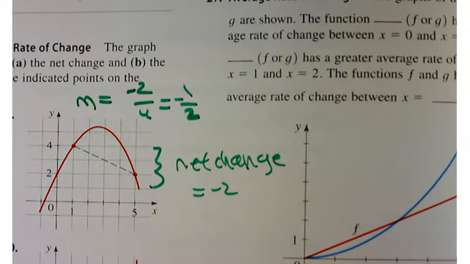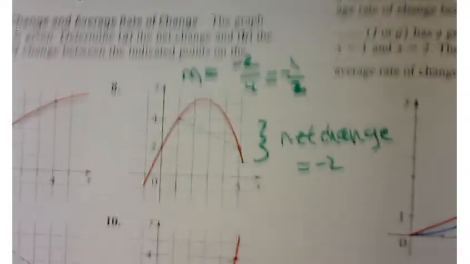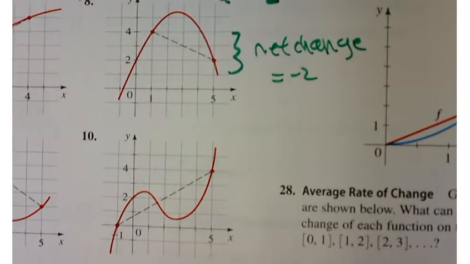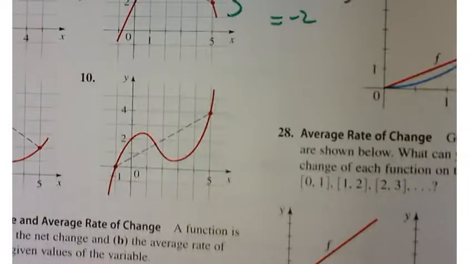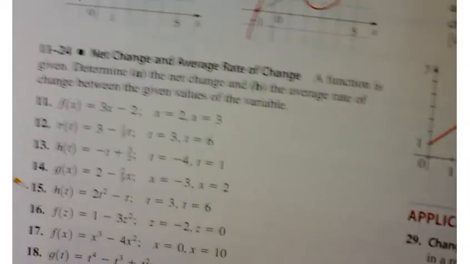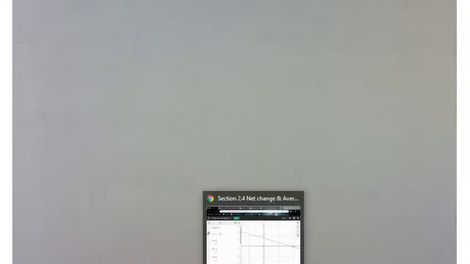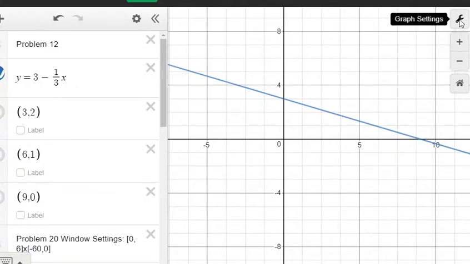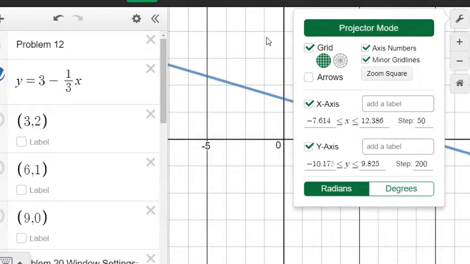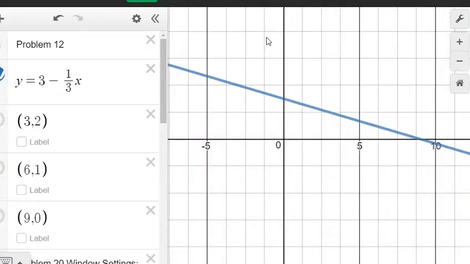Let's apply this to a couple of problems in the book. And again, if you've taken time to pull up your email and look at Desmos, we're going to look at problem number 12. Now I've programmed problem number 12 in for us on Desmos, so let's take advantage of that. Here's our function. You can always click projector mode to make that a little bit more solid of a grid. And they're going to ask us for the average rate of change in this function between 3 and 6. So let me write that down here for us.